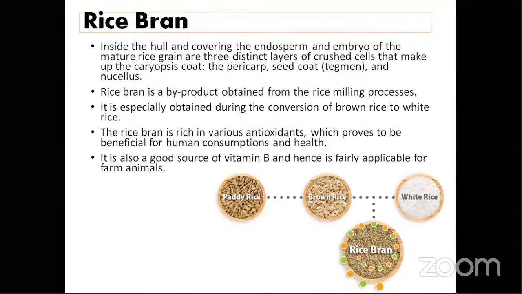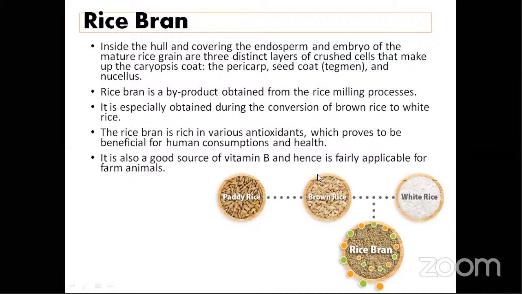Then comes the rice bran. So after the hull, there is one layer that is known as rice bran. This rice bran is usually removed during the milling process. And you must have heard one name, rice bran oil. Have you heard this name? Yes, ma'am. So this is procured from this rice bran, which is a byproduct of the rice milling process. This rice bran is very rich in antioxidants, and it is considered to be very good for human beings and their general health. And it is a good source of vitamin B also. And it is used as animal feed also. As you may see in this figure, this is known as paddy. Paddy means hull is there. Okay, that is paddy. After that, hull is removed.